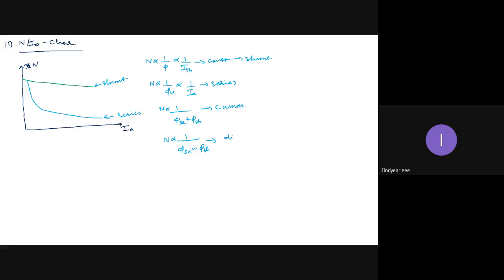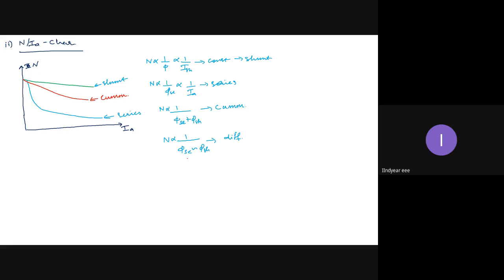This is in differential. Now observe in cumulative, the denominator is more, therefore the speed is less. Okay? The denominator is more, the speed is less. So what this means is, the speed curve of a cumulative compound motor is lesser than shunt field but greater than series field. So this is cumulative.